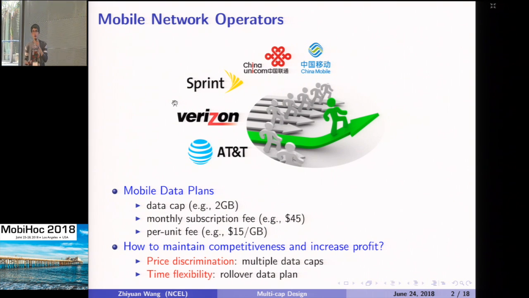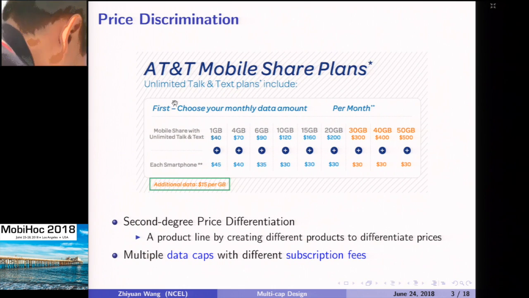So, first of all, as for price discrimination, most operators will offer multiple data caps with different subscription fees for users to choose from. And this is actually the so-called second-degree price discrimination in economics. As for time flexibility, let's first talk about the mobile data plan without time flexibility. In the traditional data plan, let's suppose we have a 3 GB data cap as shown in the top figure, and 2 GB data consumption in January. Then we know the 1 GB data left in January will expire when we move on to February.